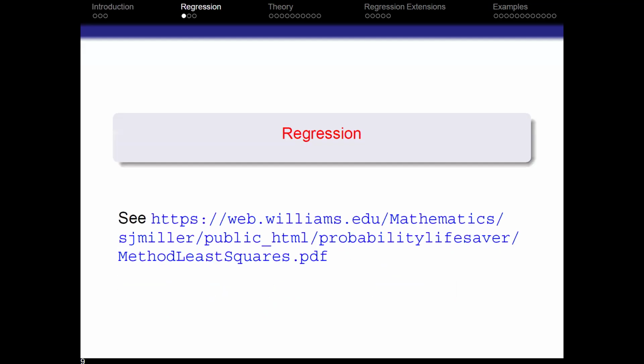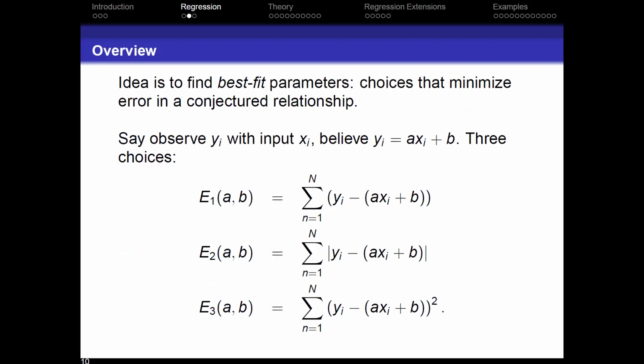So the idea is we want to find the best fit line. How do we find a best fit line? Well, if it's best, it has to be best relative to something. I need some metric, right? If I want to say you're best, with respect to what metric? Here are three possible ways to measure errors.